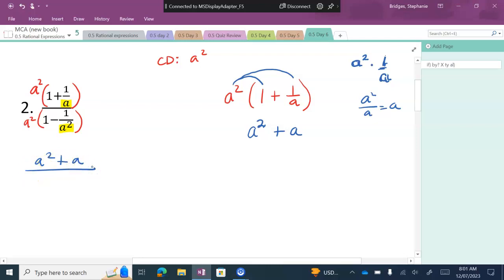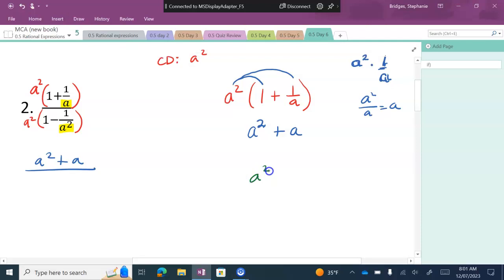That's the top part. I'm going to stop because I see some confused looks. Do we understand where the a squared came from? Do we understand where the plus a came from? If you multiply a squared times 1 over a, then that gives you a squared over a, which just reduces to be a. Let's do the same thing at the bottom.